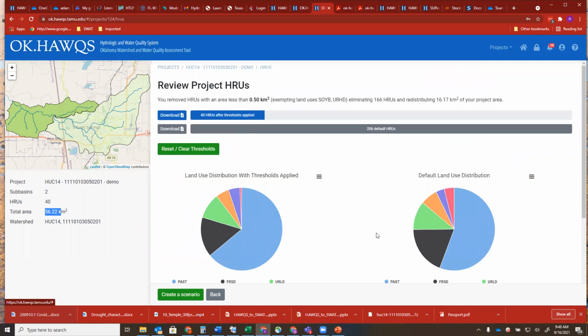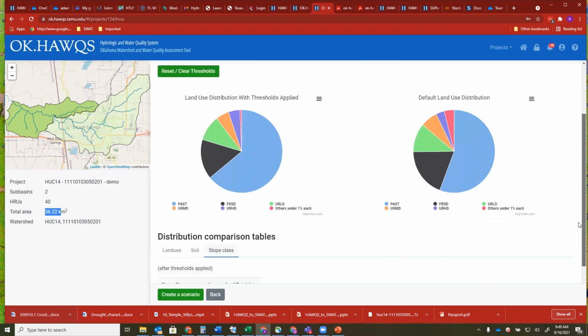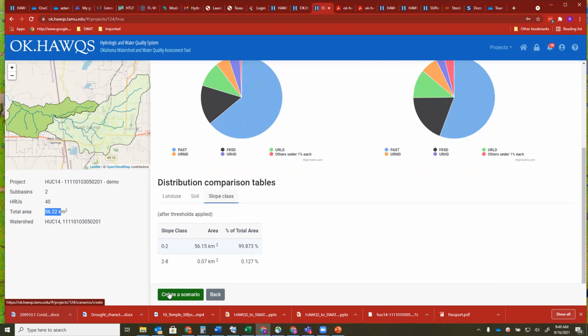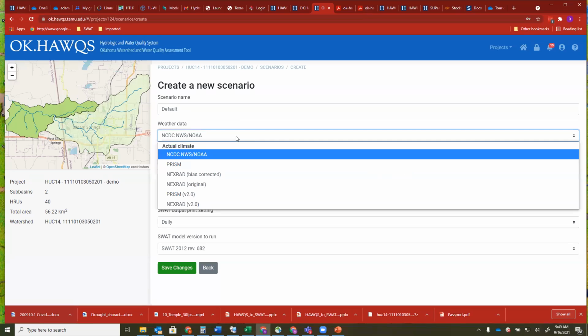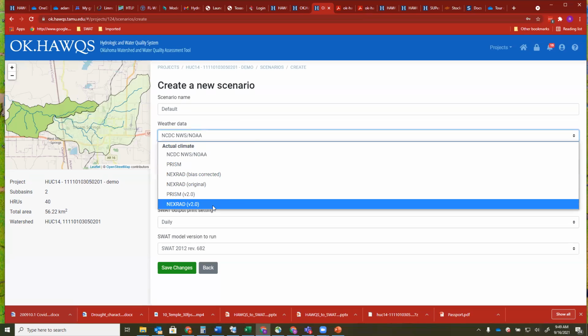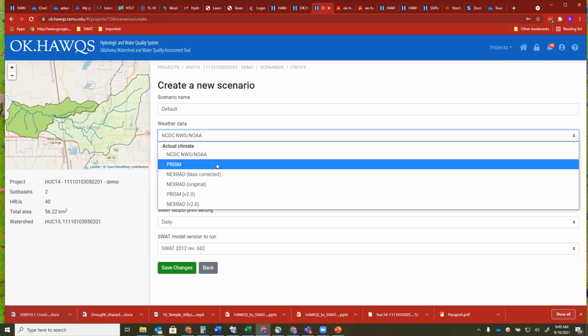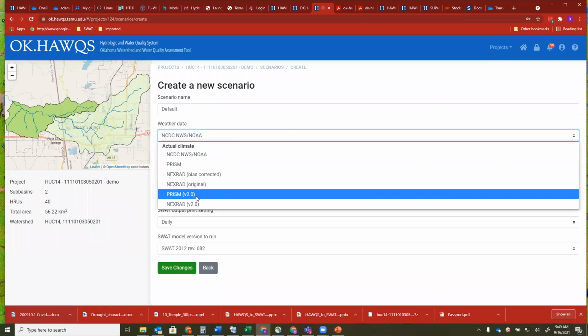So you can repeat this as long as you want until you are satisfied with your setup for hydrological response units before you run the model. So once you're done with that, you can say, let's go ahead and create a scenario. So in the scenario creation menu, I'm going to leave the default. You can name it anything you want. And you have the option to choose what weather data you want to use. So that is version 1 and version 2. This version 2 is the improved version. So let's say PRISM, for example.